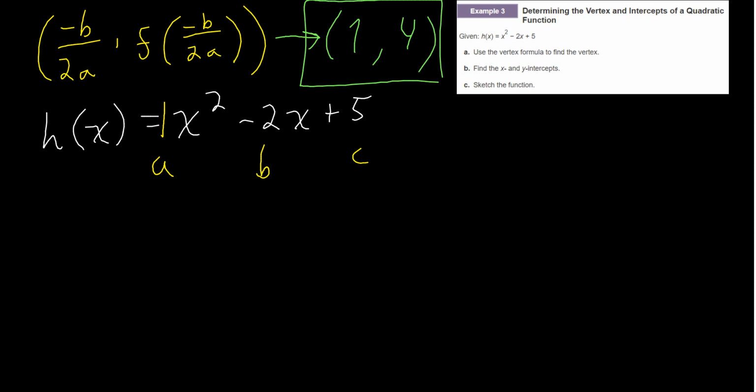And then for B, we want to find the x and y intercepts. The y intercept is always the super easiest. Looking at this function, you put 0 in for x, so that goes away, and it's just 5. So (0, 5) is the y-intercept.